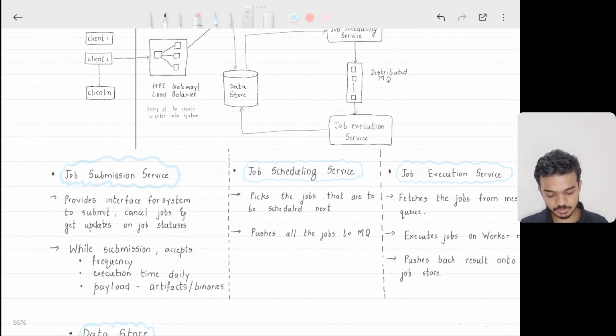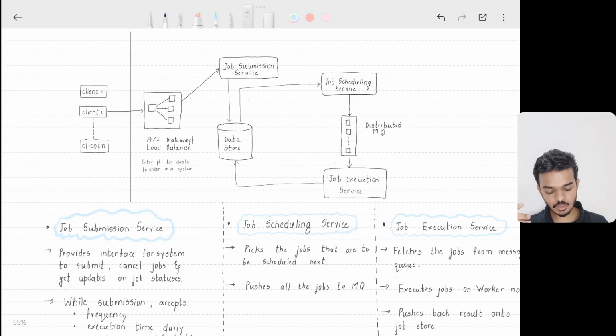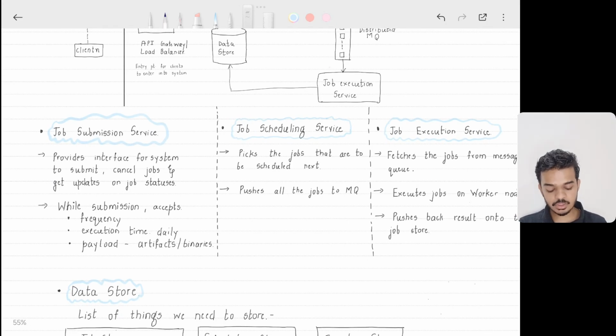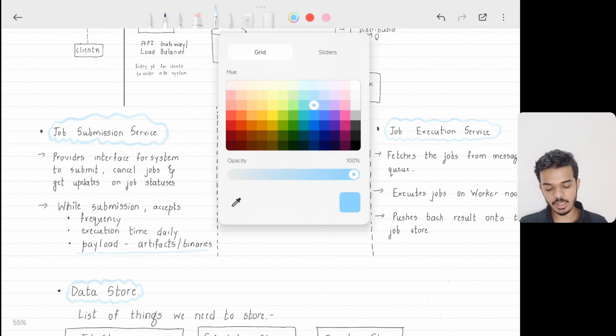We saw there is a job submission service. The job submission service provides an interface for the system to submit jobs, cancel jobs, and get updates on job statuses. Okay, these are all the things that the job submission service is going to do. What all things will the submission service accept? It will first of all accept what the job is. What I mean by job is that the job is going to be in the form of binaries or artifacts, that is what we are going to execute on worker machines, right? So the first thing that it accepts from the client is the payload. The payload consists of binaries and artifacts.